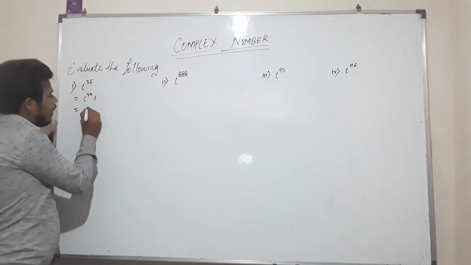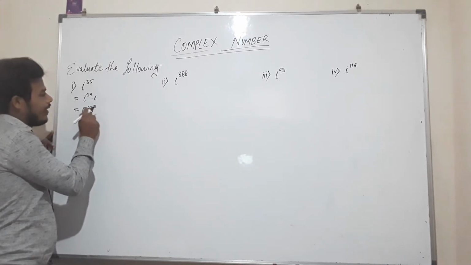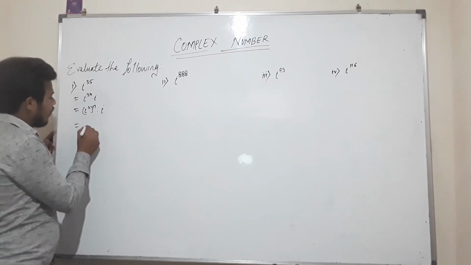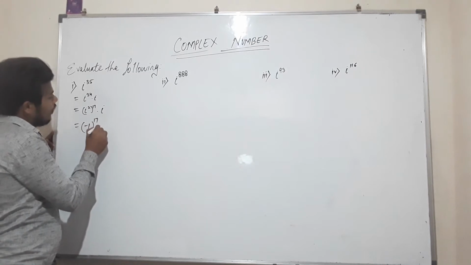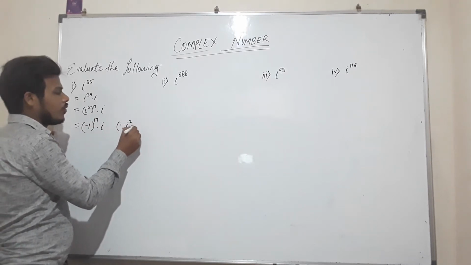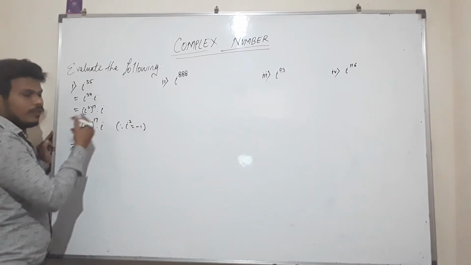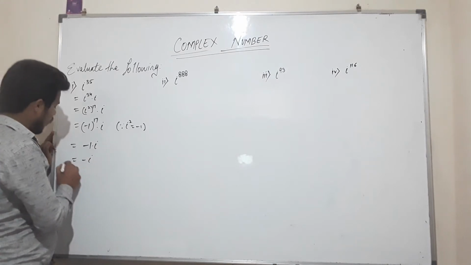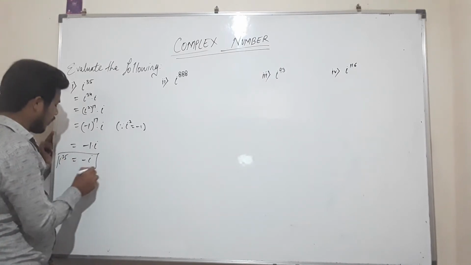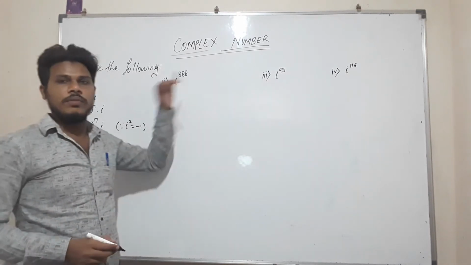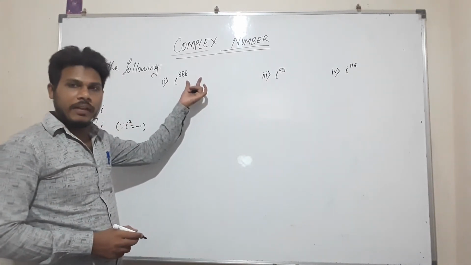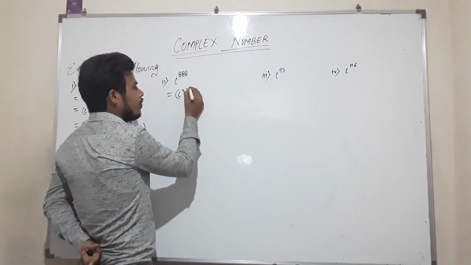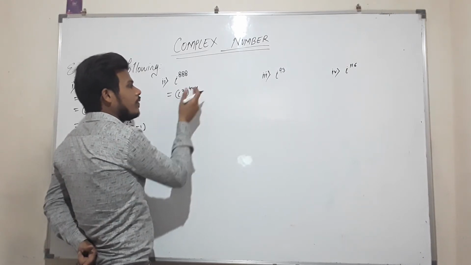So what will this become? i raised to 2 raised to 17, meaning 17 twos are 34, into i, and the value of i square is nothing but -1, that we know, into i. Since i square is equal to -1 and an odd power of -1 is always -1, -1 into i is -i. So what value did we get for i raised to 35? -i. Now i raised to 888. 888 is nothing but an even power. So we will take it in the form of 2: i raised to 2 raised to 444.